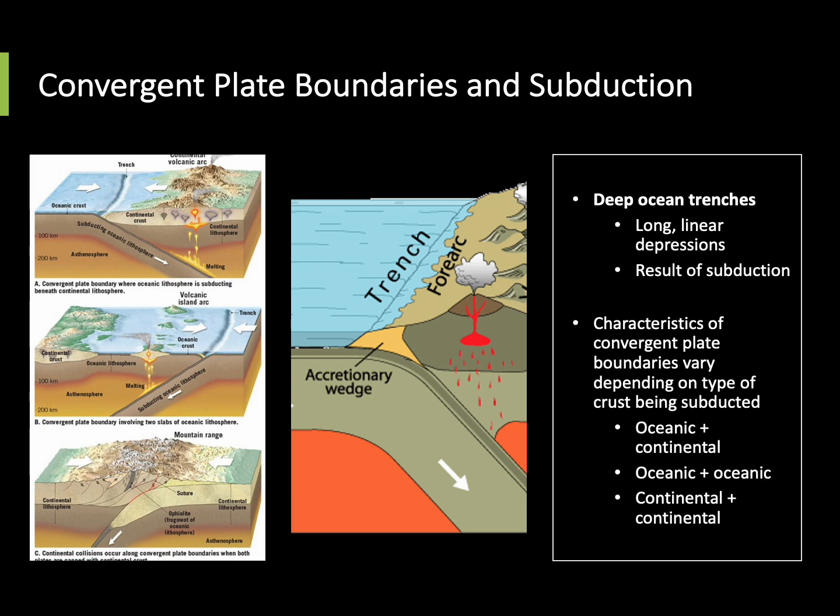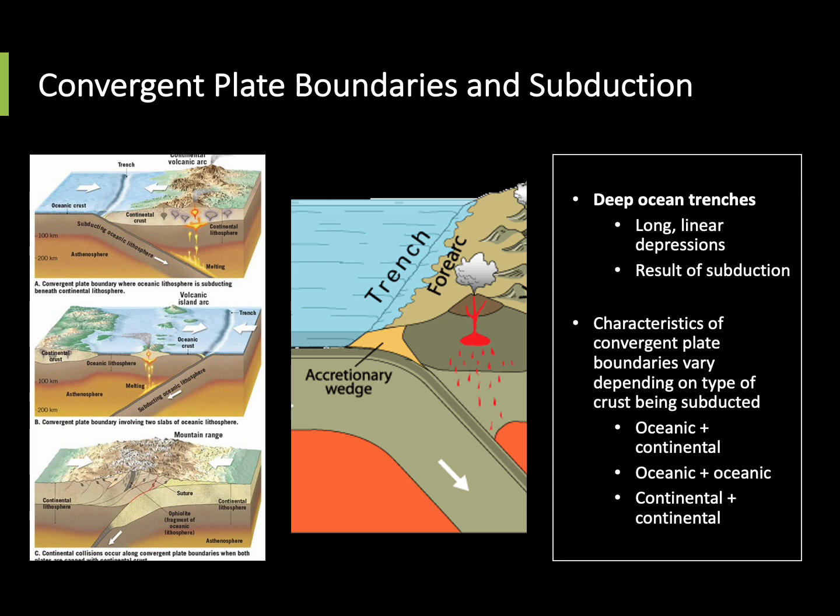Our second type of convergent plate boundary is oceanic-oceanic. And here we have two thin, dense oceanic plates colliding. And so the older and therefore colder and denser oceanic plate will subduct beneath the newer oceanic plate, like we see in the middle left image. And the third type is continental-continental convergence. This is when two continents collide. But because both plates are so thick and so buoyant, we will not have subduction occur. Instead, we'll see mountain building processes.